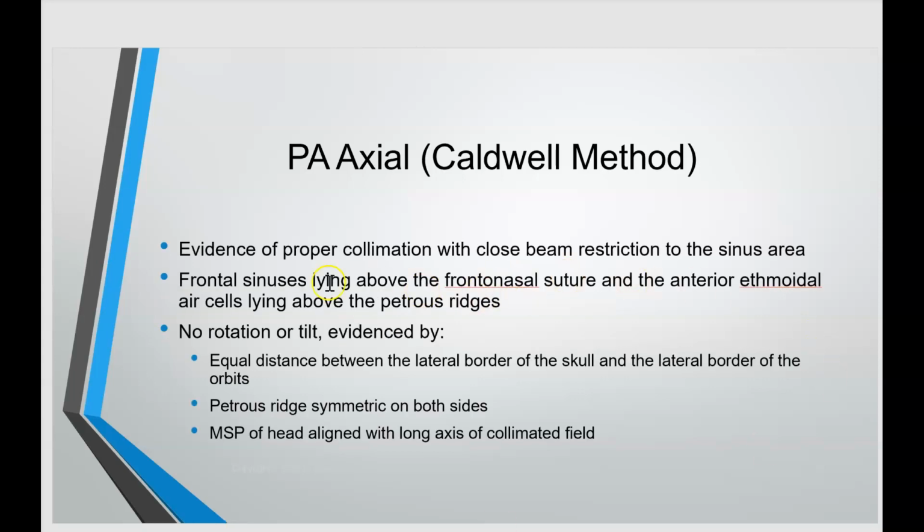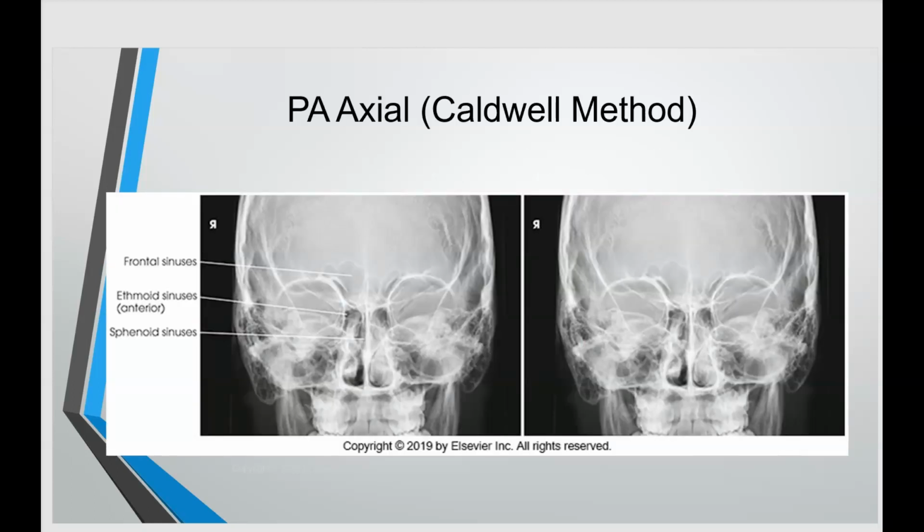Okay, going back to this one. Equal distance between the lateral border of the skull and lateral border of the orbits. So when we're looking here, we want to see the lateral border of the orbit and the lateral border of the skull. This distance here should be equal on both sides to ensure that there's no rotation or tilt. So if you are looking at your image and it looks very symmetrical between both sides, you've done a great job. Make sure you know the anatomy where you're looking for the frontal sinuses here, your ethmoid sinuses, and your sphenoid sinus.